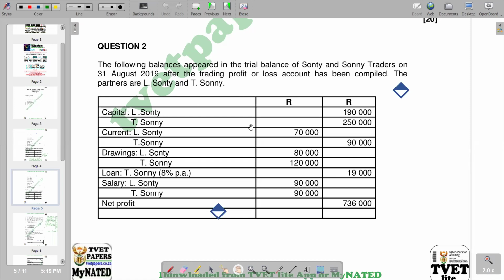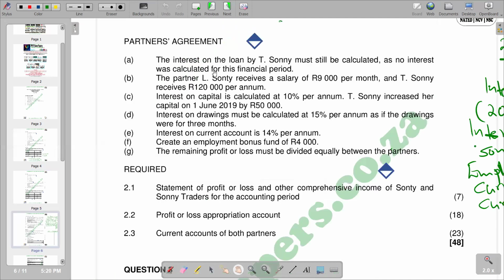So you're given a trial balance whereby you're given balances of capital, current, drawings, and then you're given loan to T Sonny, and then salary details, and then you've got net profit at the end. On the next page, you see that you're given the partnership agreement, which is the partners' agreement, which you need to go through before you start to answer the question. Then on the required part, we've got the first part, which is 2.1, which is the statement of profit or loss and other comprehensive income. The second one is the profit or loss appropriation account. And on the last part, we've got the current account of both partners.